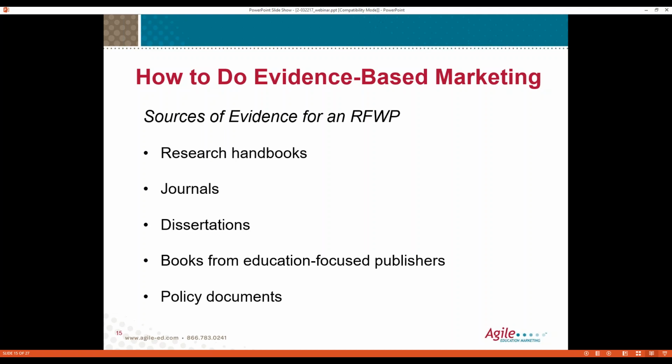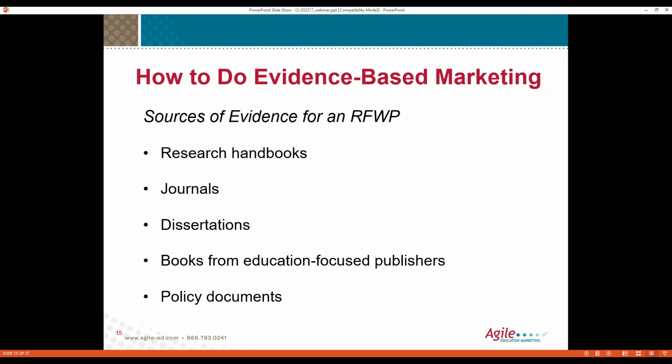So that's first. Second, journals. I think everybody kind of knows about those. Peer-reviewed journals are the best. And the journals give you access to individual studies. They sometimes include research reviews, and they often include meta-analyses, which, as Jay mentioned, we think of as the holy grail.